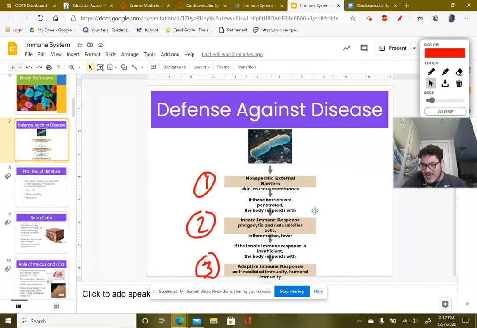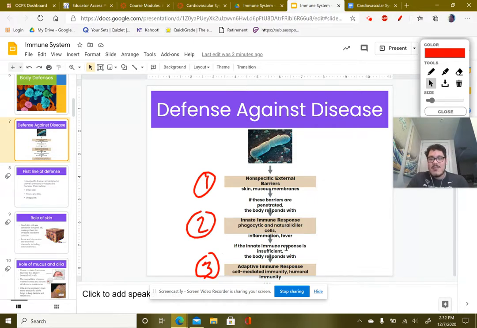They're not perfect. So if those barriers are penetrated, the body will then resort to the innate immune response, which is the second line of defense. That's going to be phagocytic cells, natural killer cells, inflammation, fever. This is still considered non-specific. Your body's just doing whatever it can to fight whatever's infecting you. In relation to the medieval analogy, if the walls are the first line of defense, the second line of defense are the archers on the very top of the walls and the guys pouring the oil over. They're doing their job to fight the people who are actively invading you.